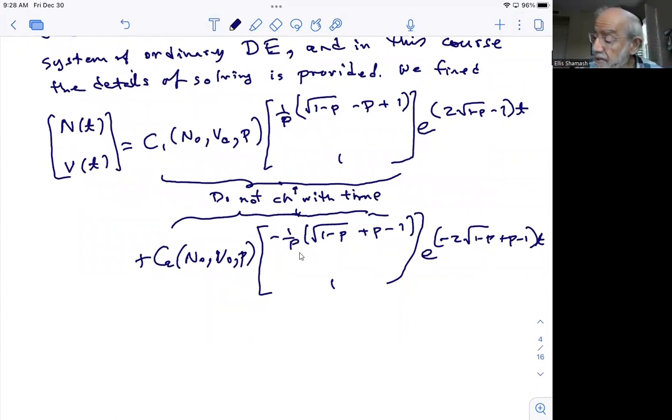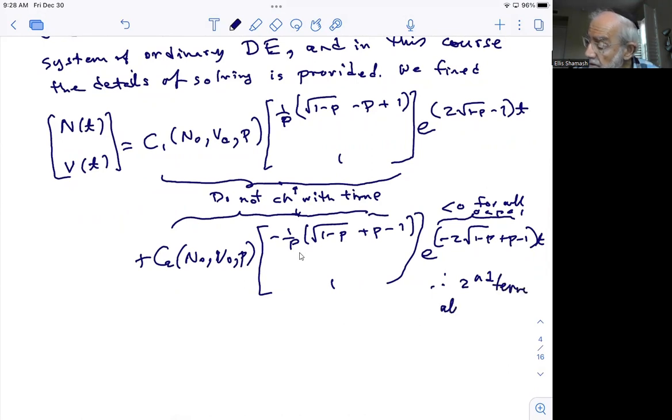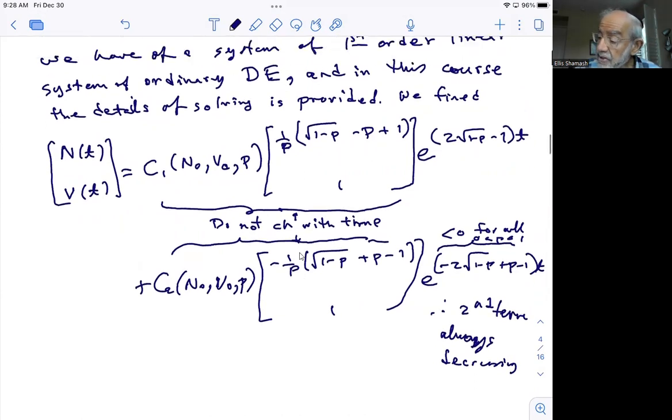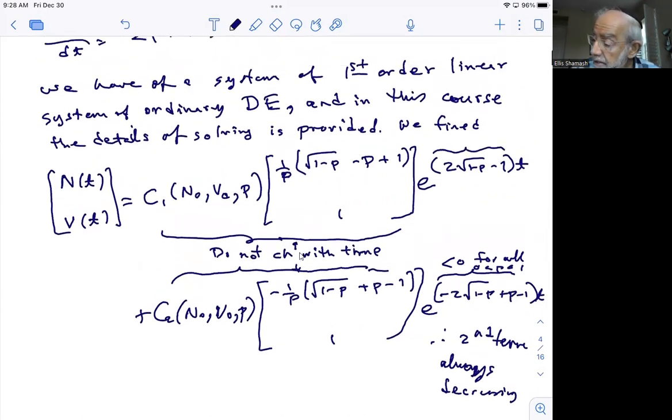And this provides a lot of information. If you look at what this number is, it turns out it's always less than 0 for all p between 0 and 1, which is of interest to that domain. So this is going to be always decreasing. So the second term is always decreasing as time goes on. The first term, however, over here is not.